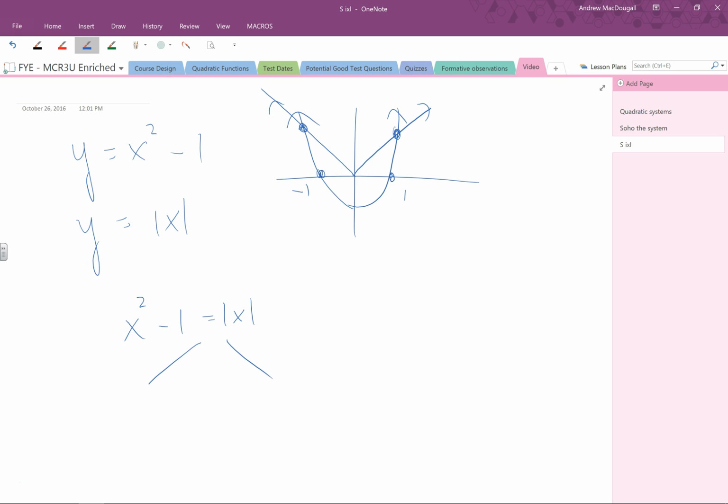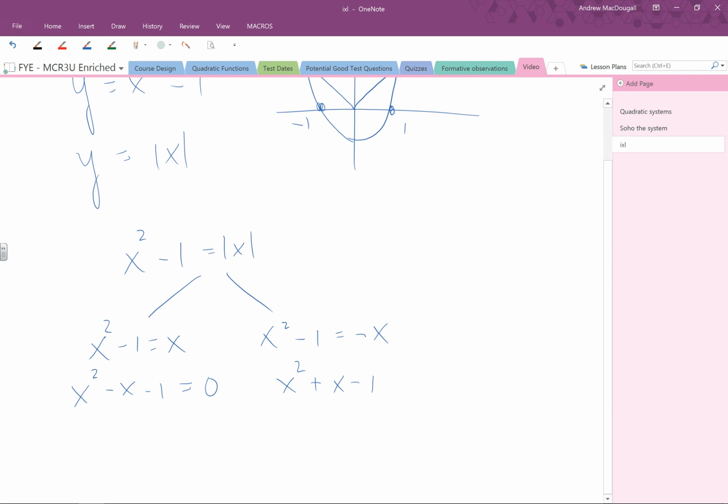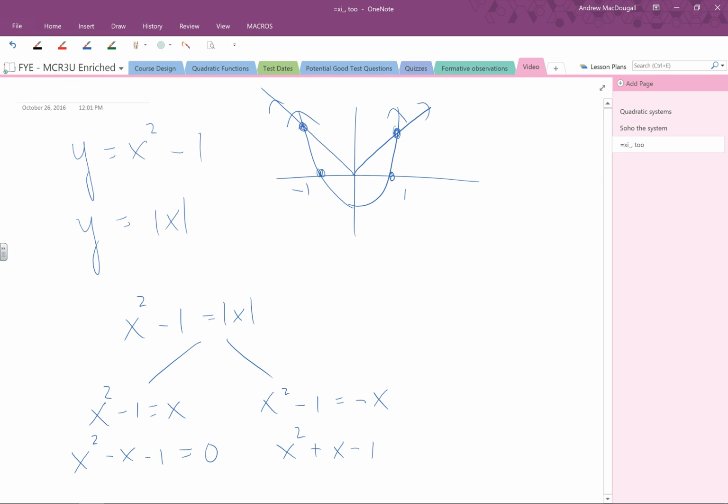Remember, the absolute value of x can either be x when x is positive, or negative x when x is negative. So solving for these points of intersection really just means you are solving these two quadratic equations, and you have to make sure that all your solutions work. So you could have up to 4 solutions, but we know only 2 solutions are going to be valid points of intersection.